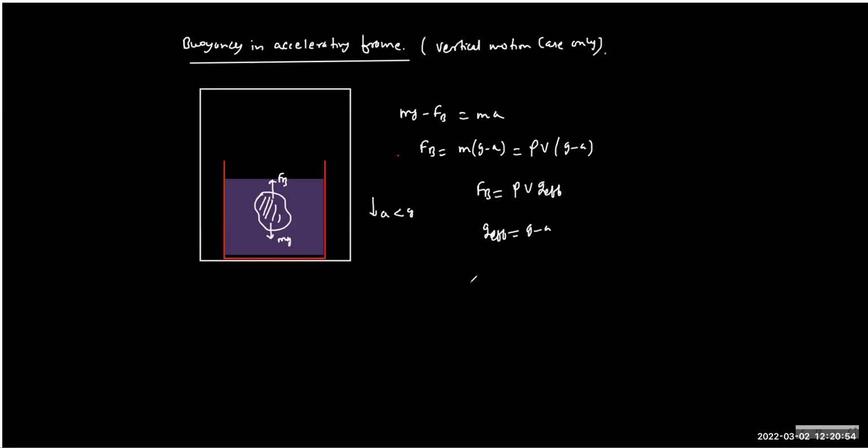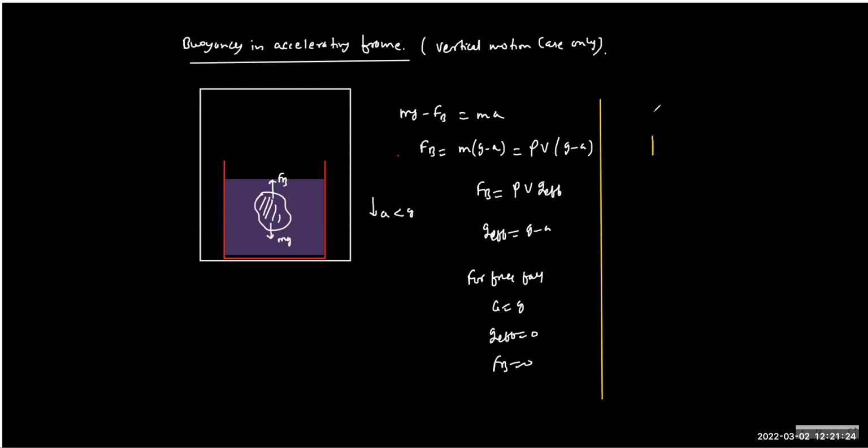And for free fall, when a equals g, the buoyant force will never develop, because to free fall we do not need buoyancy; it should just go downward. And you can see the g effective is 0, and the buoyant force is 0. So in a freely falling liquid, buoyant force cannot develop. I hope this is clear. Okay. Yes. This is very much straightforward. So you can use the laws of motion and you can get the answer.